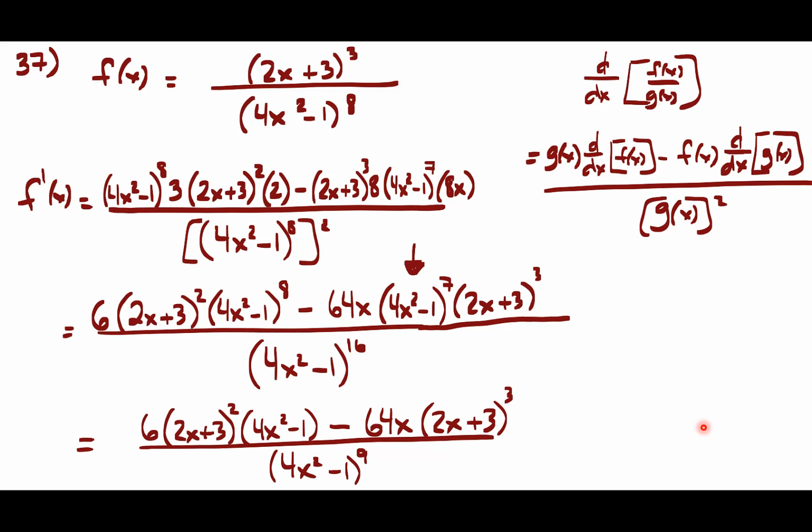Now the question is this: can I simplify this? Notice I have a 2x plus 3 over here to the 2nd power, and 2x plus 3 to the 3rd. So I can factor out a 2x plus 3 to the 2nd power. And then 64 and 6 just have a 2 in common. That's all they have, just a 2 in common. So let's factor out 2x plus 3 to the 2nd, and also a 2. I'm losing space here, so let me go on to the next slide.